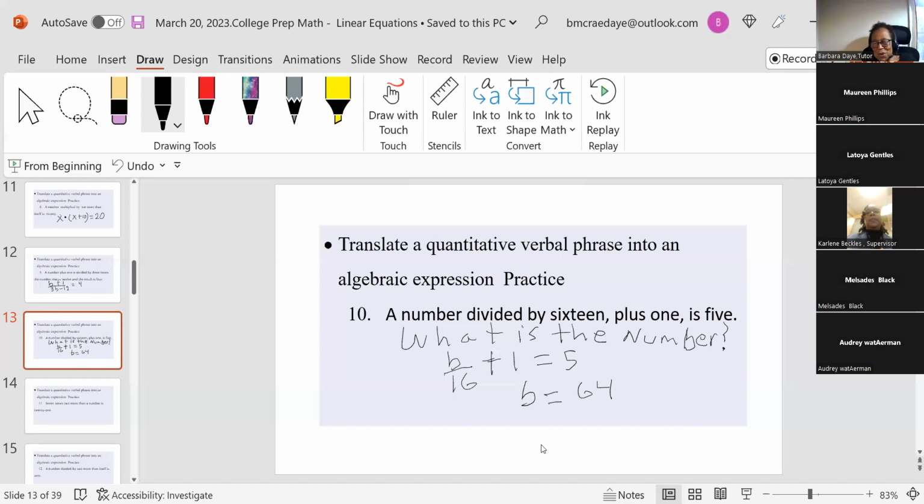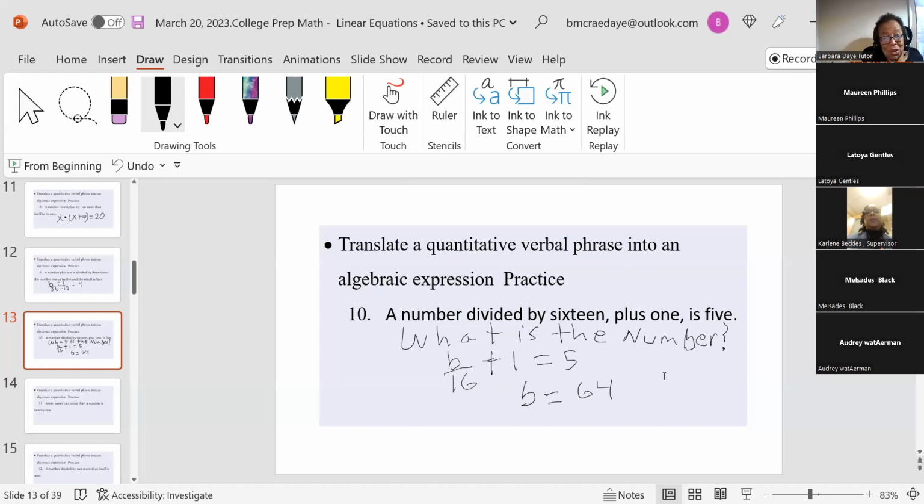Everybody get 64? Yes. Audrey, you got 64? Maureen? Yeah. Latoya, you got 64? Yeah. But now you gotta watch for this: when you see these commas like this, it means you take the number divided by 16, and then that expression you add 1 to. That's why it has the comma, plus 1.